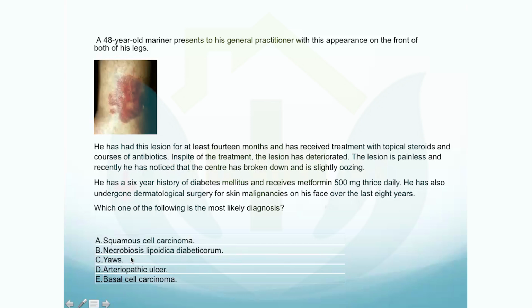The other option usually happens in children and presents as a nodule or ulcer. Usually they are single lesions. Arteriopathic ulcers usually present with multiple painful ulcers over the lower limbs. They don't form in such huge areas. And basal cell carcinoma, again, is an unlikely presentation, but definitely given the history, a biopsy should clinch the diagnosis.